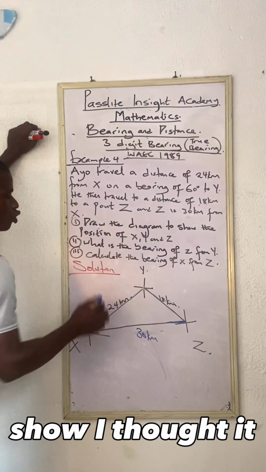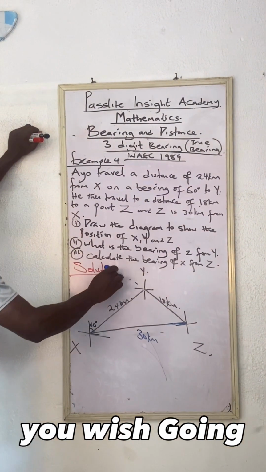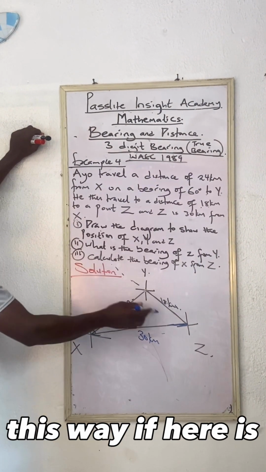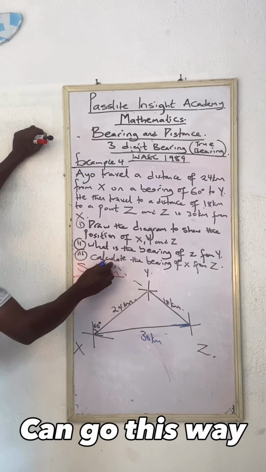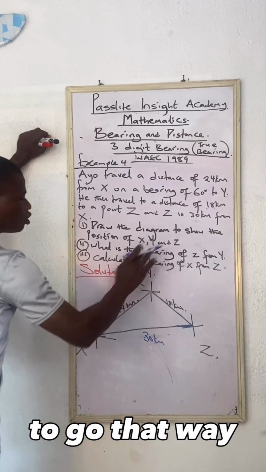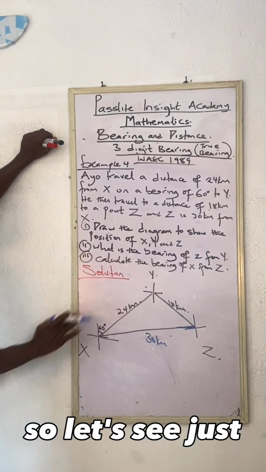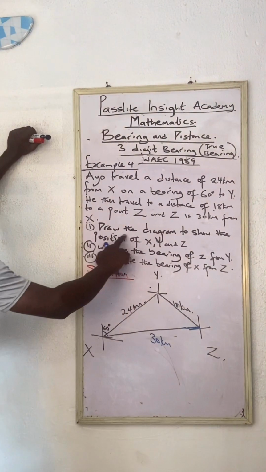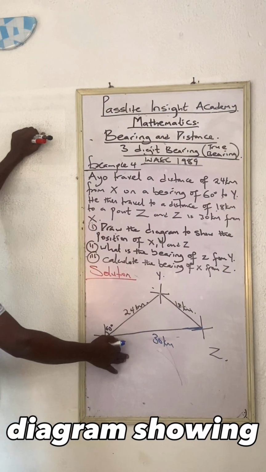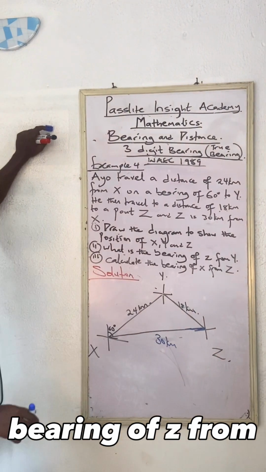So we are done. Draw the diagram to show. I thought it can go this way if you wish. Going this way, if here is 18, this place is 18. It can go this way like this. It can also go that way. So let's just leave it that way. So we've drawn a diagram showing what is the bearing of Z from Y.